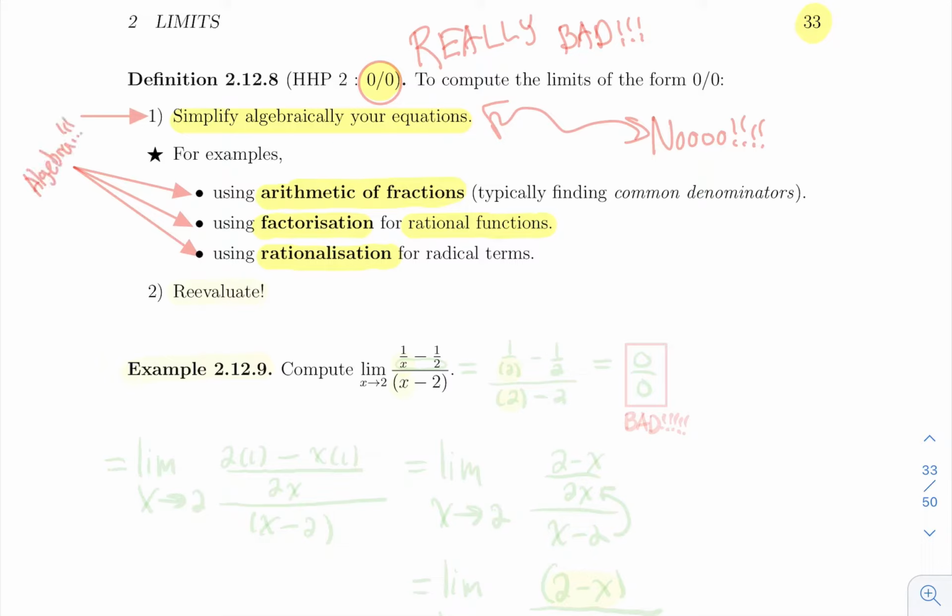So once you do your manipulations of fractions, your factorization or rationalization, you simplify, which typically means that you will cancel terms, which you can do because you're inside the limit thanks to the whole hole principle. And then simply by reevaluating your limit, you will typically get an answer for it. All right, let's just do an example right away.